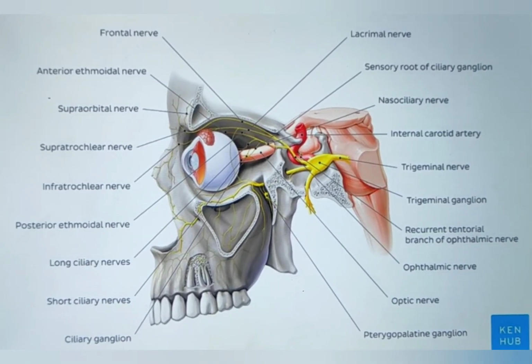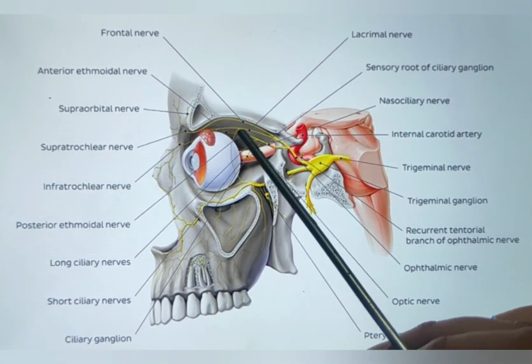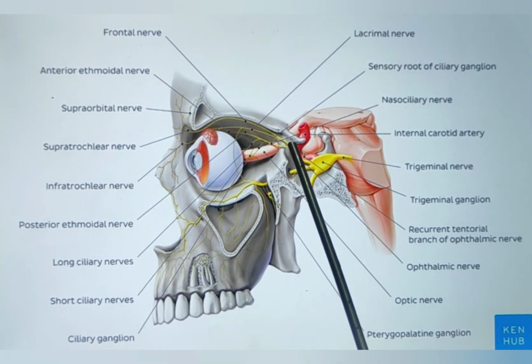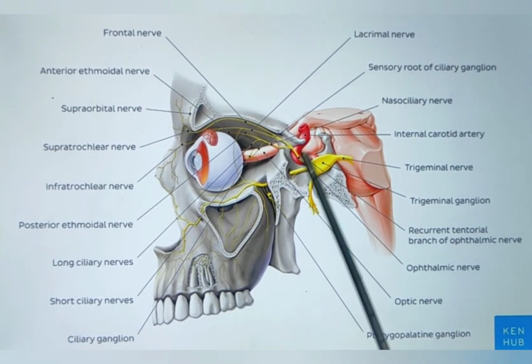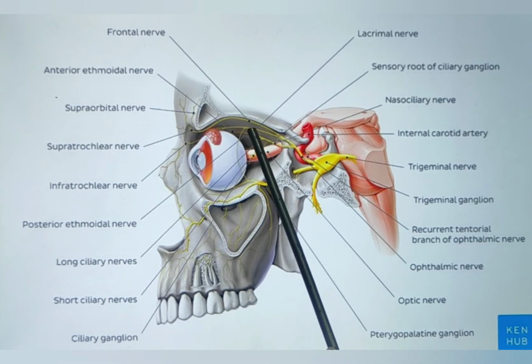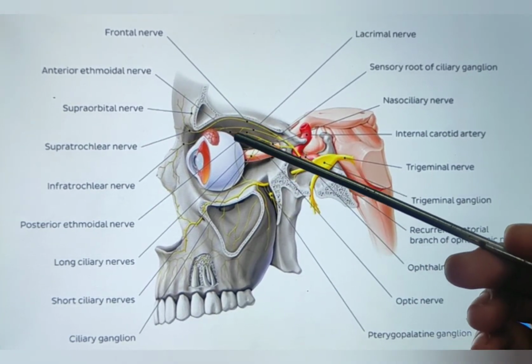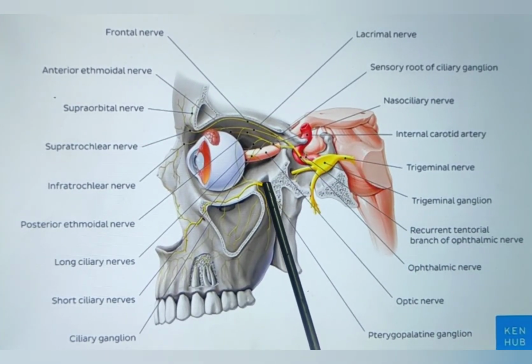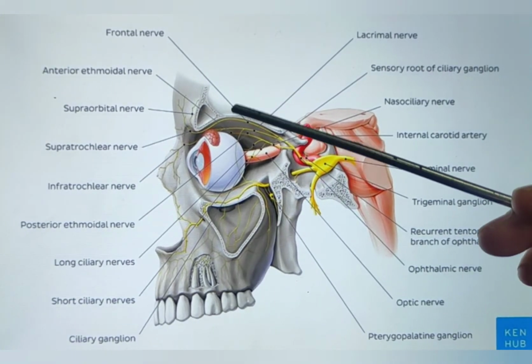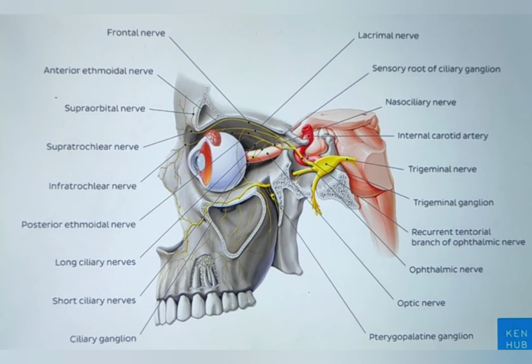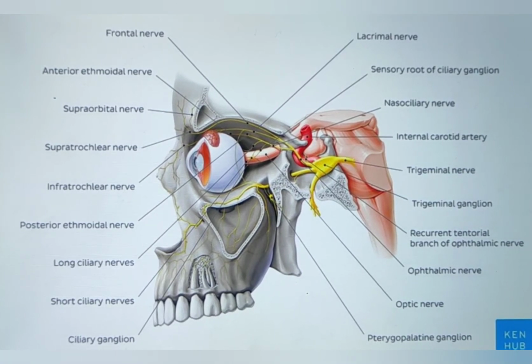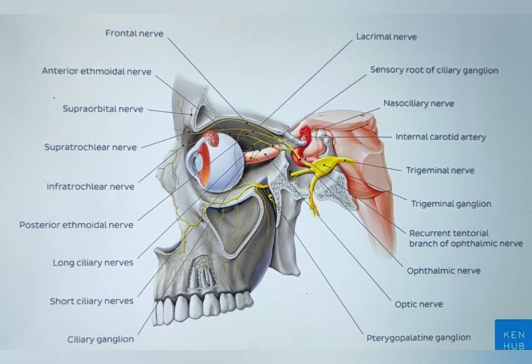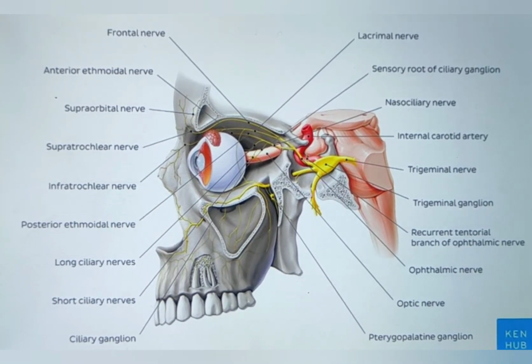Now coming to the second branch, that is the lacrimal nerve. After coming out through the superior orbital fissure, this branch moves forward and then gives a communicating branch to the zygomatic branch of the maxillary division. And through this communication, the parasympathetic fibers from the pterygopalatine ganglion reach the lacrimal gland through the zygomatic nerve.